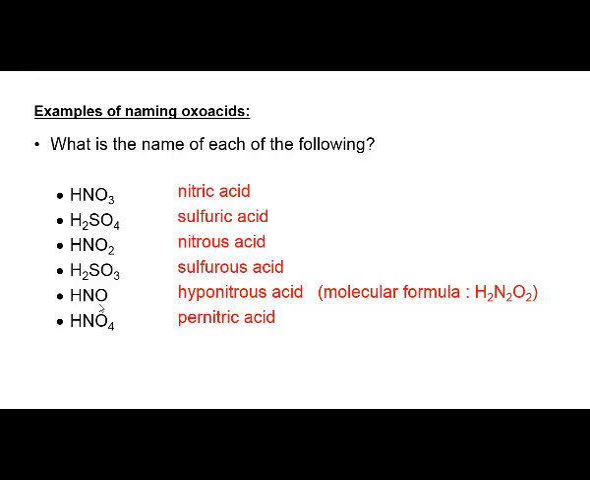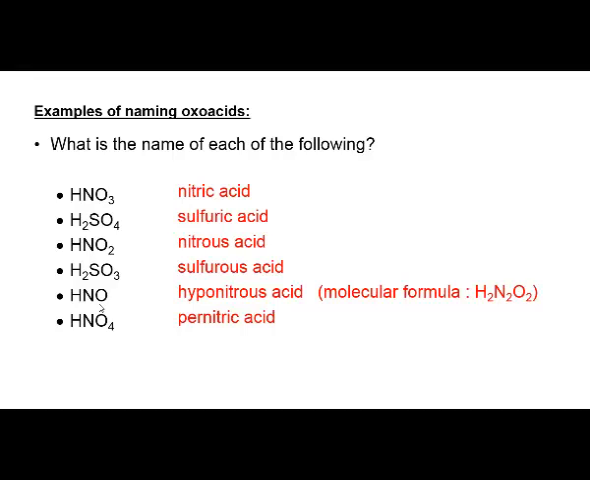I want you to note that all of these oxo anions, none of them have hydro in the name. If you add hydro to the name, you're indicating a binary acid without oxygen as part of the formula. So be very, very careful.